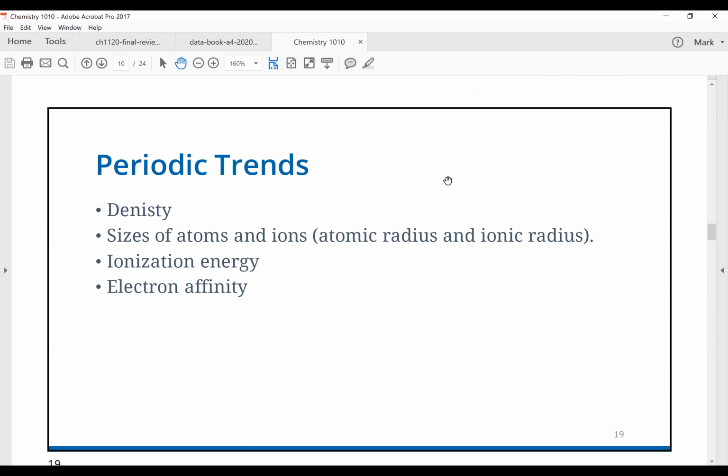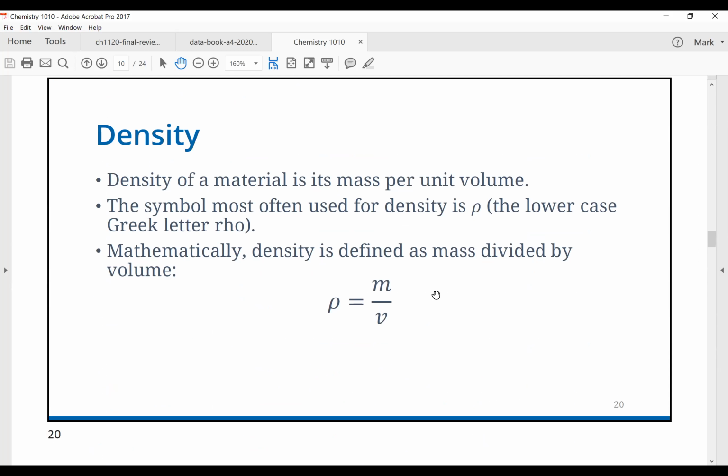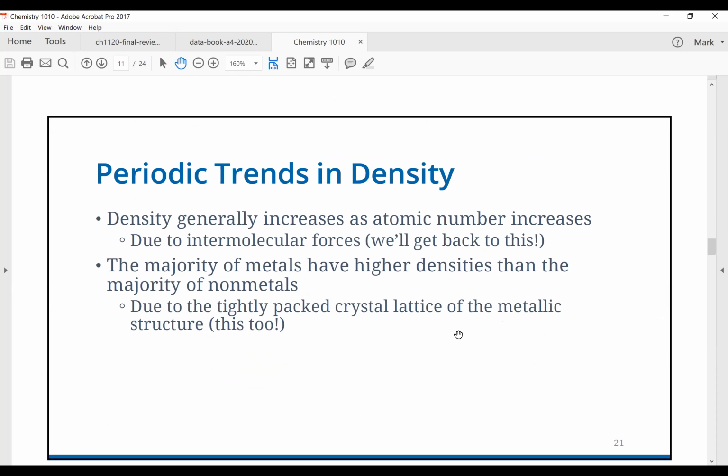There are 4 trends that we covered in class. So first of all, the density. The density is the mass of an object divided by its volume. So the trend in density is, as atomic number increases, so does density. That's it. So if you had to pick an element that was dense, whichever element has the highest atomic number is the most dense. Easy. All right, let's go to my next trend.